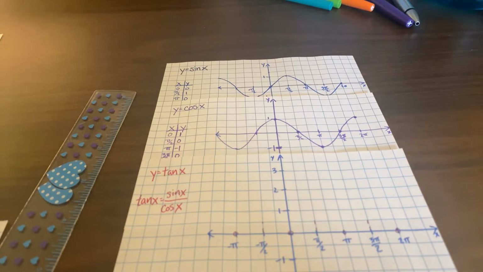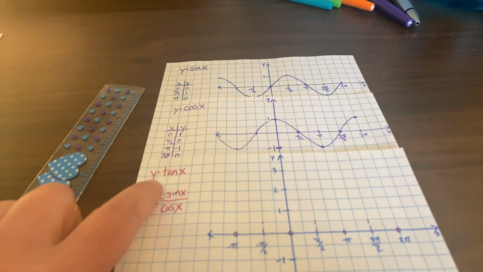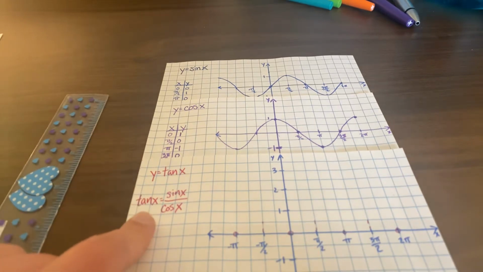Today I want to talk to you about graphing other trigonometric functions like tangent, cotangent, and we'll see if we can get to secant and cosecant in this video or if we need a separate video for that. But today I want to start with the tangent graph, tangent of x.